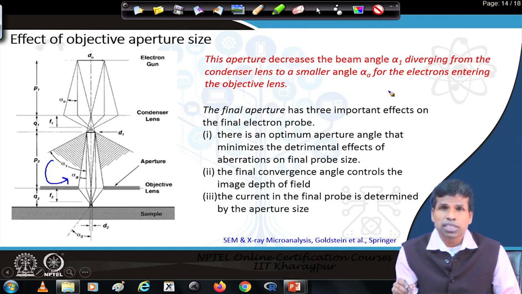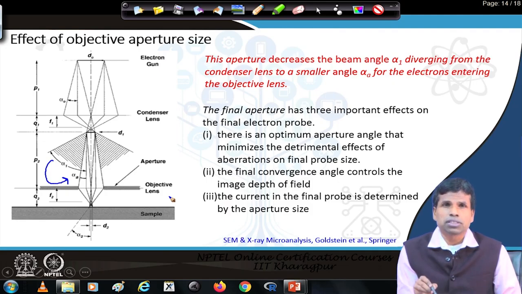The bigger the alpha, the better it is for high resolution imaging. The smaller the alpha, the larger the depth of field. So, it depends on what you need. Accordingly, you can choose the objective aperture size. If you want a high resolution image, then you need a larger objective aperture. But if you do not need a high resolution or high magnification image, and you want to look overall at a larger area, therefore you need a larger depth of field, then you should choose a smaller objective aperture size.